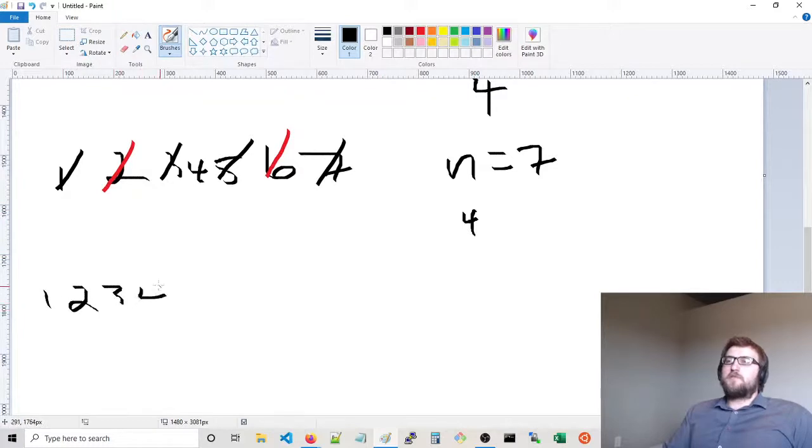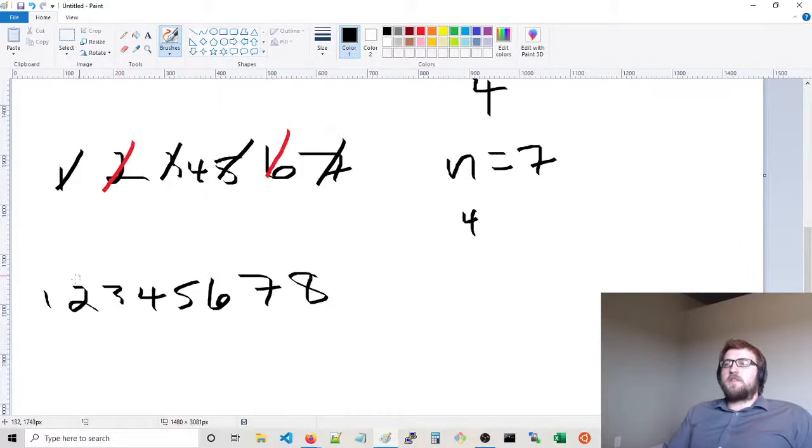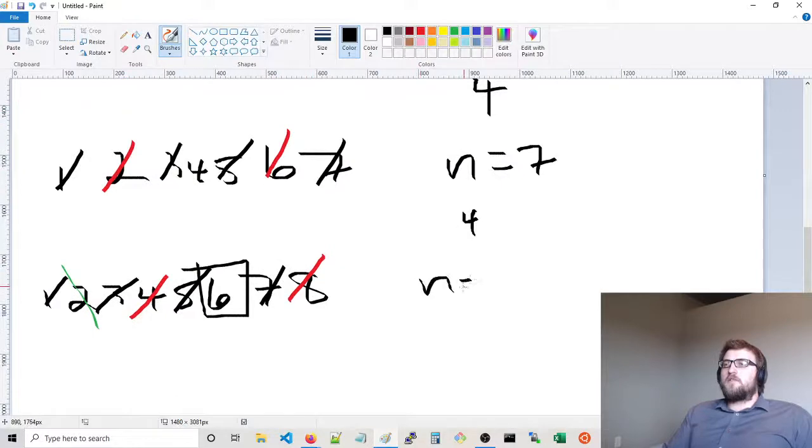1, 2, 3, 4, 5, 6, 7, 8. I redid the other ones because I wasn't sure if I made the same mistake on the other ones, and I thought it's easier to just do it again instead of trying to retrace my steps. 1, 3, 5, 7. 8, skip 6, 4, skip 2. 2, leave 6. Okay.